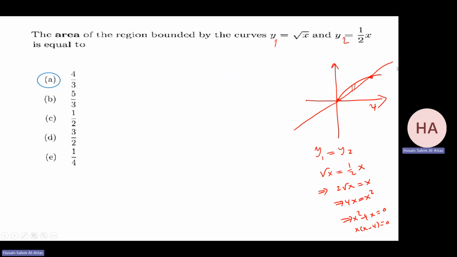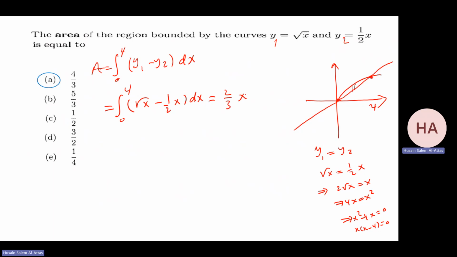Okay. So I have the integral. The area will be from 0 to 4. I have y1, which is the square root, minus the line. So I have y1 minus y2 dx, from 0 to 4, square root of x minus half x dx. We have 2 over 3 x to the power 3 over 2, minus 1 over 4 x squared, from 0 to 4.